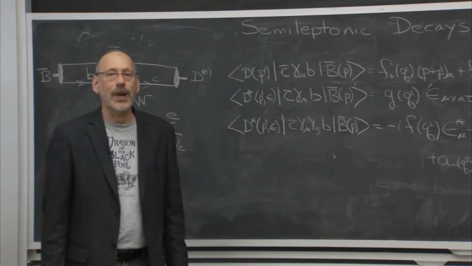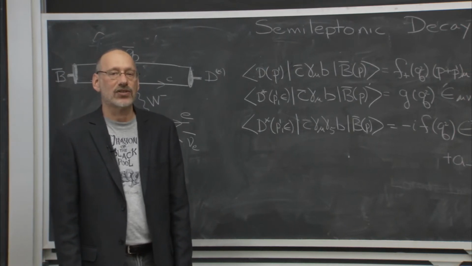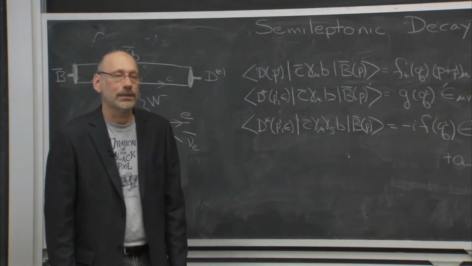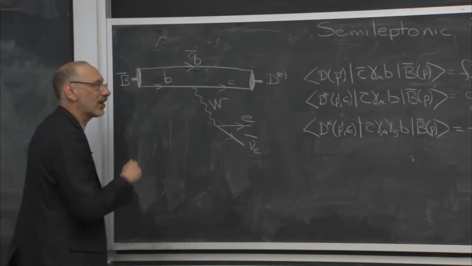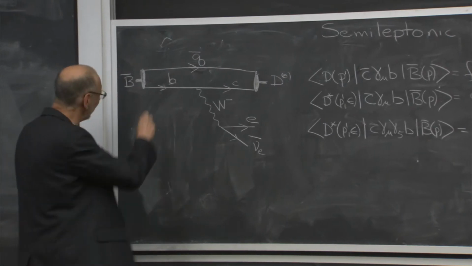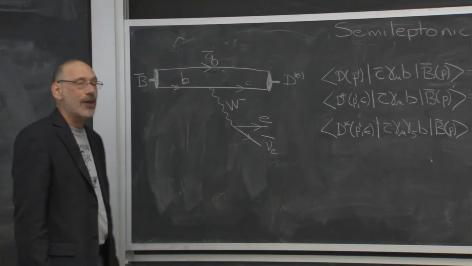So let me sketch out the basic problem first, and then I'll walk you through how you use heavy quark symmetry to get some information on it. So we're interested in a particular physical process. That's always the way it is in physics. And we imagine an initial state, which is a B bar meson.